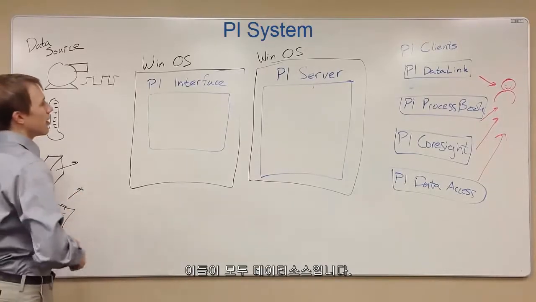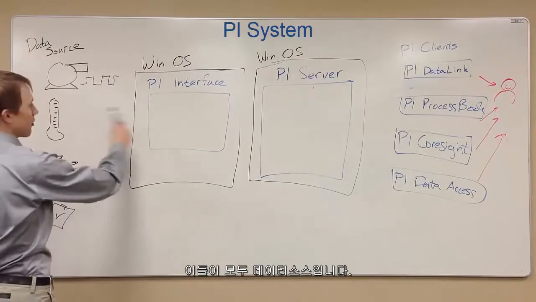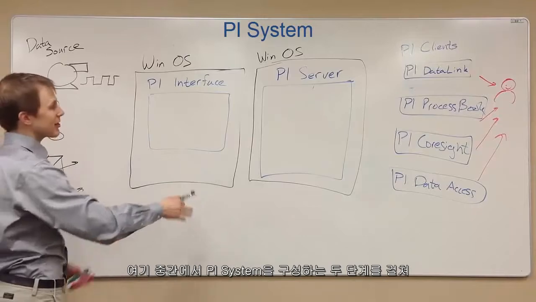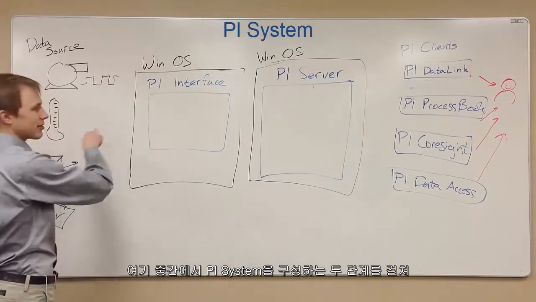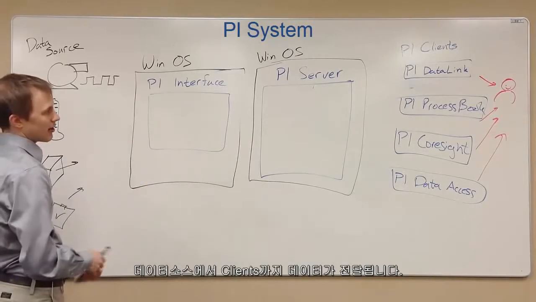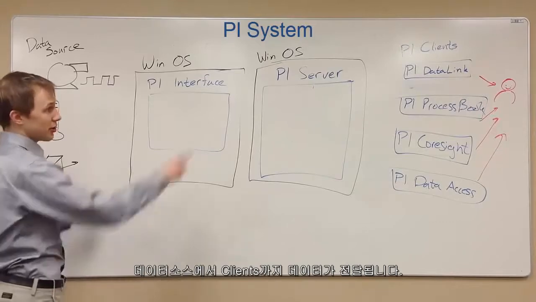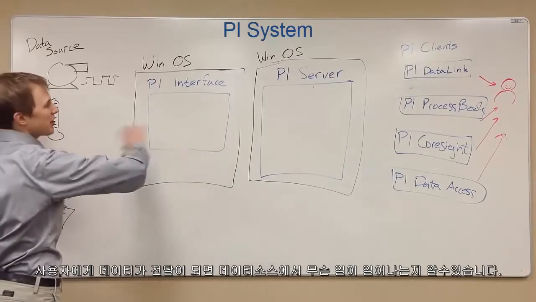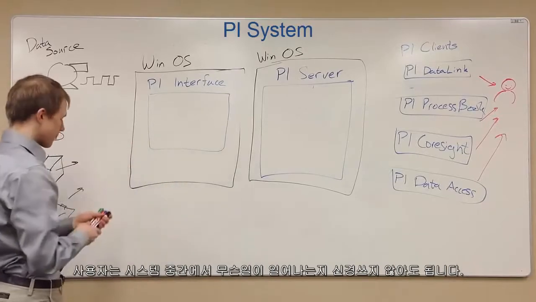The role of these two pieces in the middle, which constitute the Pi system, is to get data from the data sources to the clients out there, the Pi clients, and then to your users, so that your users can see what's happening at the data source. And your users don't need to worry about all this stuff in the middle.